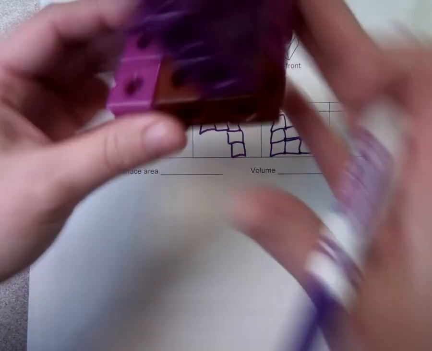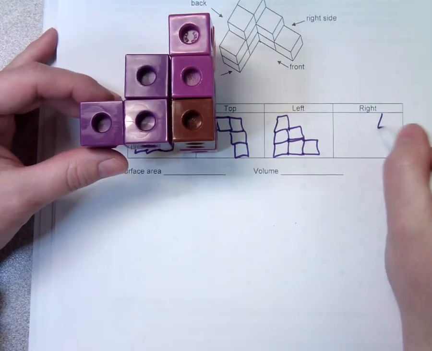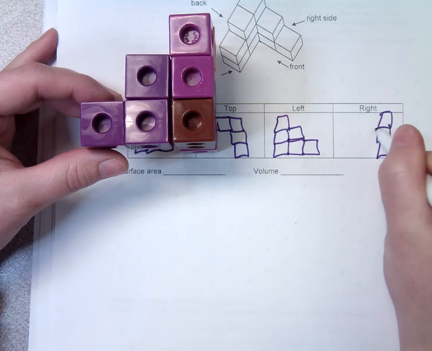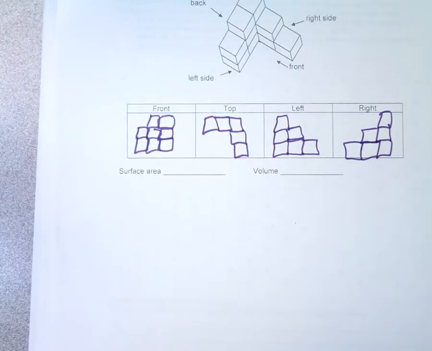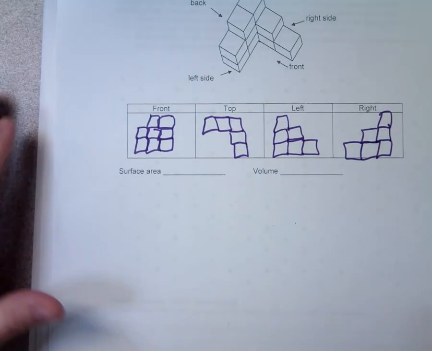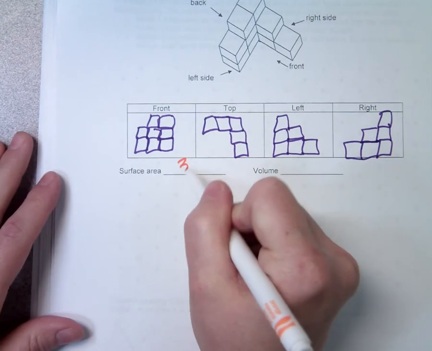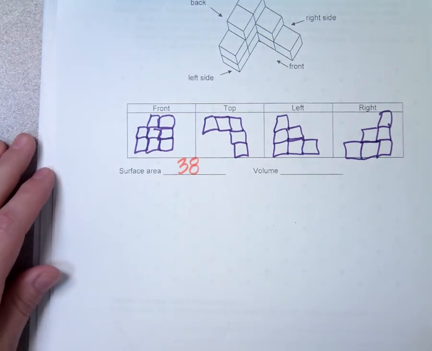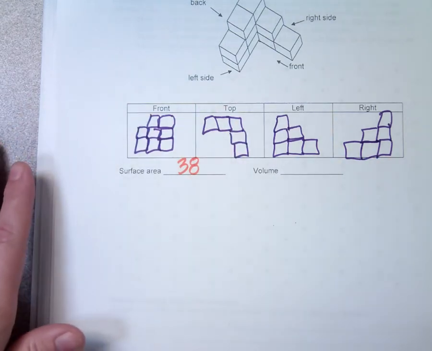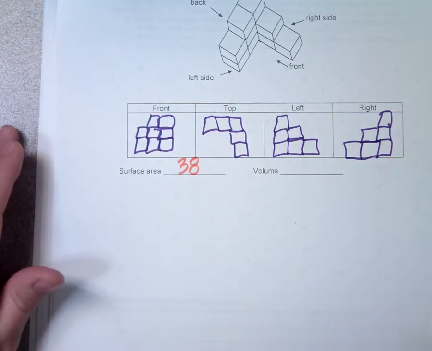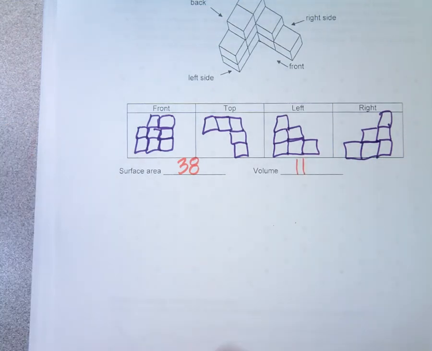And then the right side, flip. Did your right side look like this? Where you have 3 here, 2 here, and 1 there. Okay, what's the surface area? Have you calculated it? 38. 38. Do I need to show you my work? I just counted that. Does anybody need to see how I got the 38? You guys are fine? Okay, how about volume? Volume is 11. We have 11 cubes, so the volume would be 11.